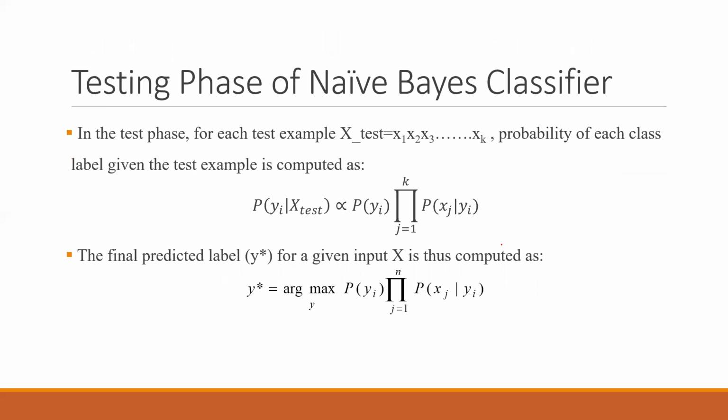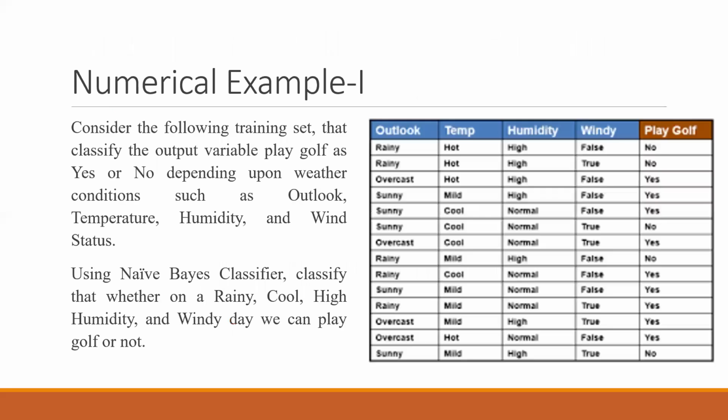And similarly for testing also, you simply have to use this formula and put all the values. You have to do the argmax, where P of y will be the prior probability of each class, and then P of xj given yi will be calculated as the product. So let's see this example.